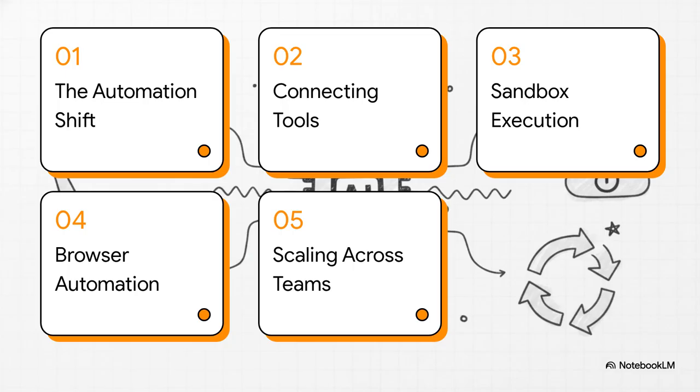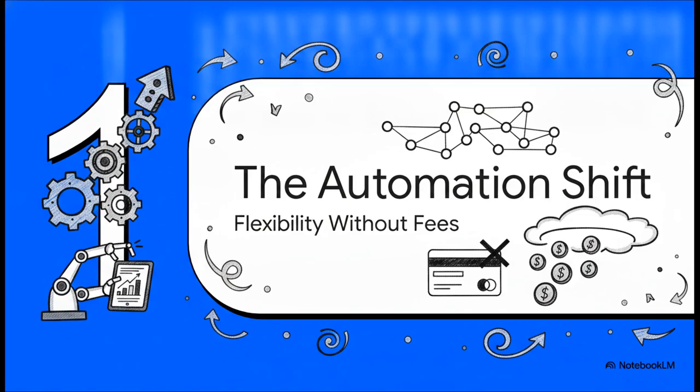So, here is our roadmap for today. We're covering 1. The automation shift. 2. Connecting models and tools. 3. Executing tasks in the sandbox. 4. Real-world browser automation. And 5. Scaling skills across teams.